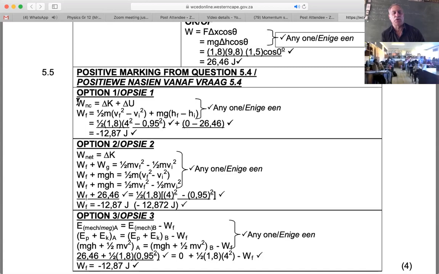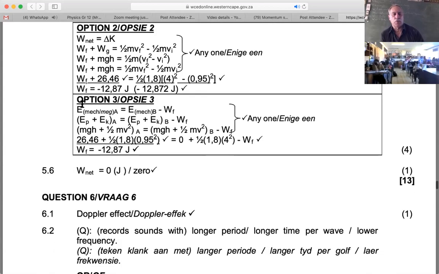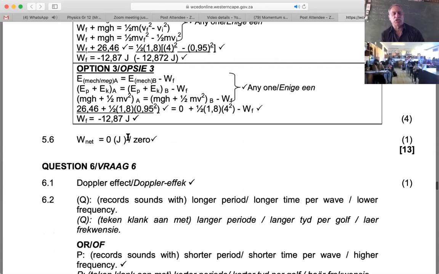So there's the formula. There you're working out kinetic final minus kinetic initial plus potential final minus potential initial. Get the difference. And there, look, it's a negative 12,87. Work NC is always negative. And then the net work is 0. They didn't ask us for a reason. Okay, so you can also Google, it's a very good idea to Google the memo.